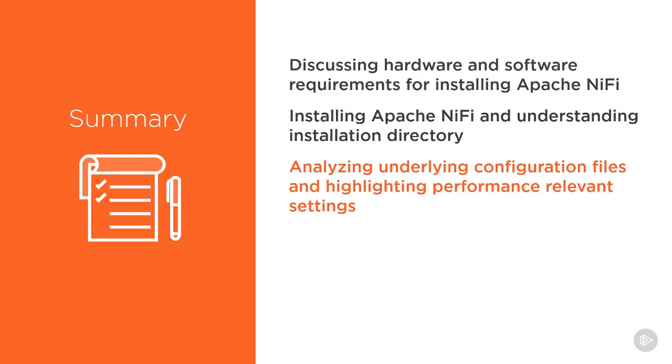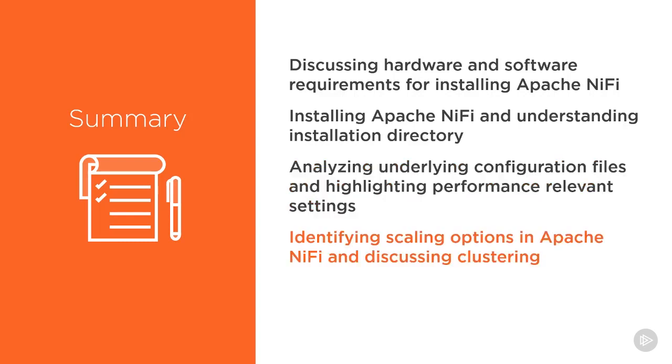After this we focused on the purpose of the different configuration files of Apache NiFi, and discussed especially performance-critical configuration options in more detail. Scaling and clustering were the next two topics we paid attention to. First, we identified what scaling options actually exist in Apache NiFi. Thereupon, we discussed the characteristics of clustering, including the different roles in a NiFi cluster.